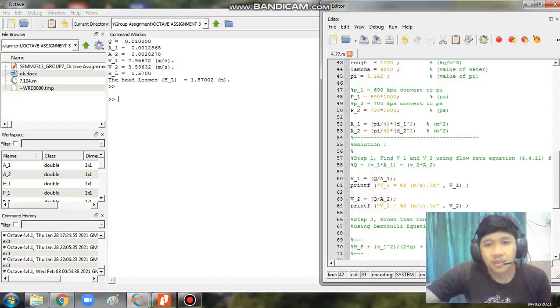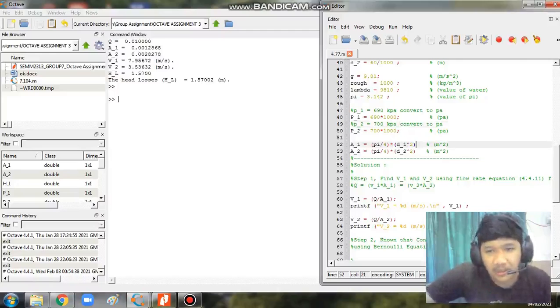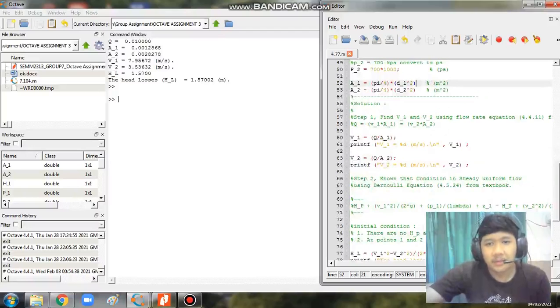In MATLAB we use star for times. I show this in the command window because this is the main point in the equation, so that's why I don't use any symbol for this. Then let's go to the solution.